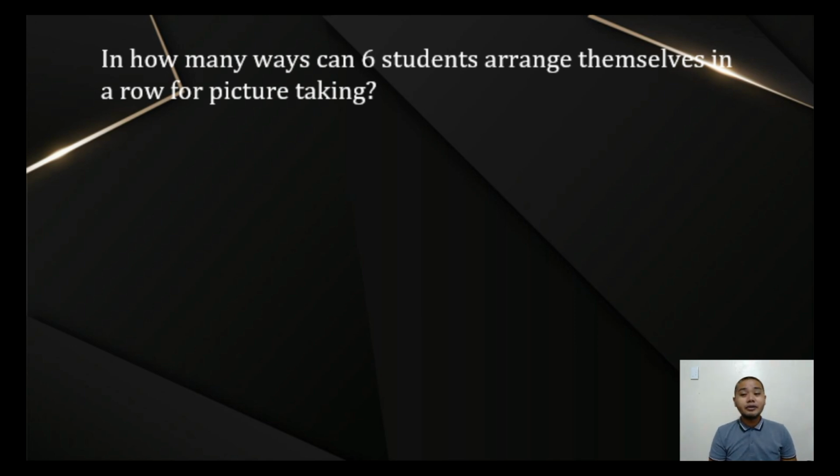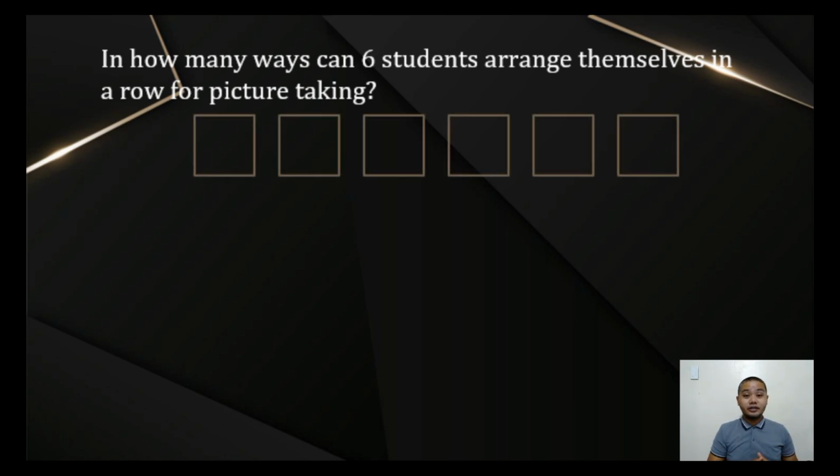Ang gagawin ko niyan dito is since picture taking yan, 6 students, most likely magkakaroon tayo ng 6 na upuan. Or in this video, maglalagay ako ng 6 na squares. Yung bawat squares na yan, parang simbolo sila ng upuan. Doon sa unang upuan, 6 yung pinagpipilian ng photographer na ilalagay doon sa unang position.